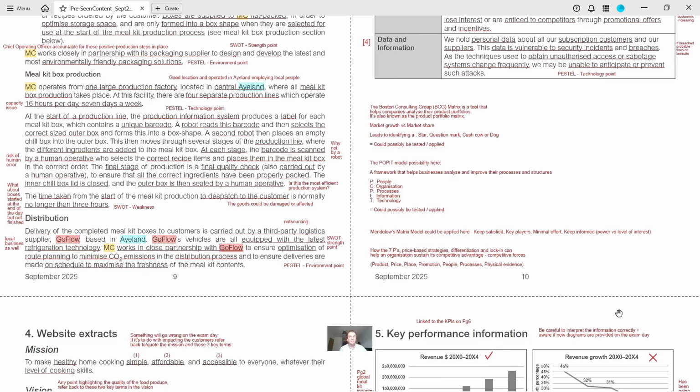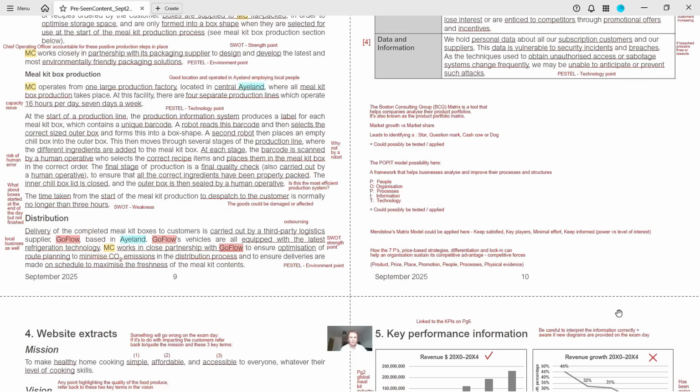The first one being the Boston Consulting Matrix. That's a tool that helps companies to analyze their product portfolios, and this is where we look at it on a basis of market growth versus market share. We could get more information on this on the exam day, and what we're trying to work out is, do we have a product or a service here that is a star, a question mark, a cash cow, or a dog? So leading to different outcomes, it could be tested and is definitely one you should be aware of.